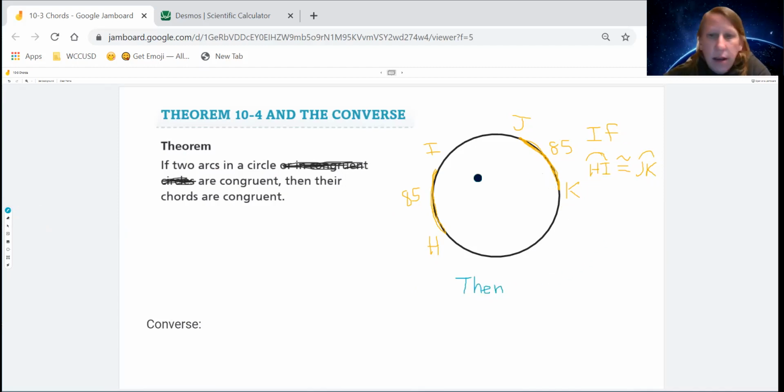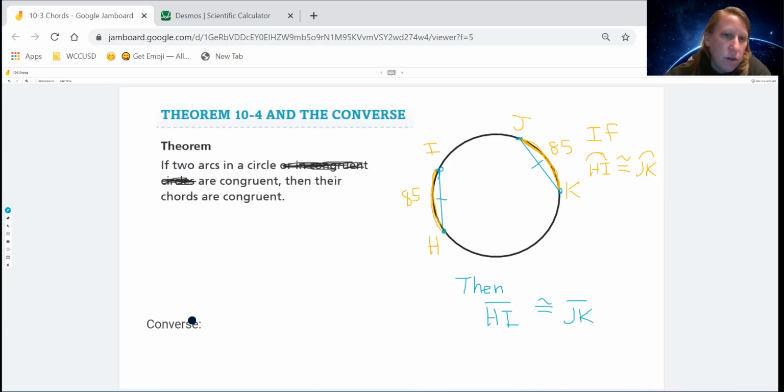We're allowed to say that the chords are congruent. Does that make sense? Then chord HI is also congruent to chord JK. That's just another way to say, if you have that much of the circle around the edge, that means that these are going to be the same.